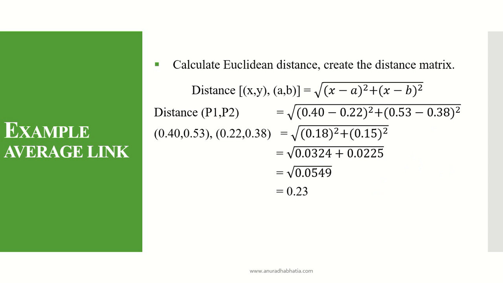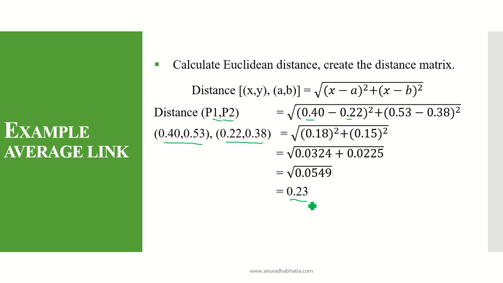After we've plotted them, we need to find the Euclidean distance. To find the Euclidean distance and to create the distance matrix, the Euclidean distance formula of square root of (x minus a) square plus (y minus b) square is used to find the distance between the 2 points. So distance P1 and P2 in our example, the point values are 0.40, 0.53, 0.22 and 0.38. This value is represented in this equation, (0.40 minus 0.22) square plus (0.53 minus 0.38) square, and whatever value we get, we take the square root of that. So finally we get the answer 0.23.